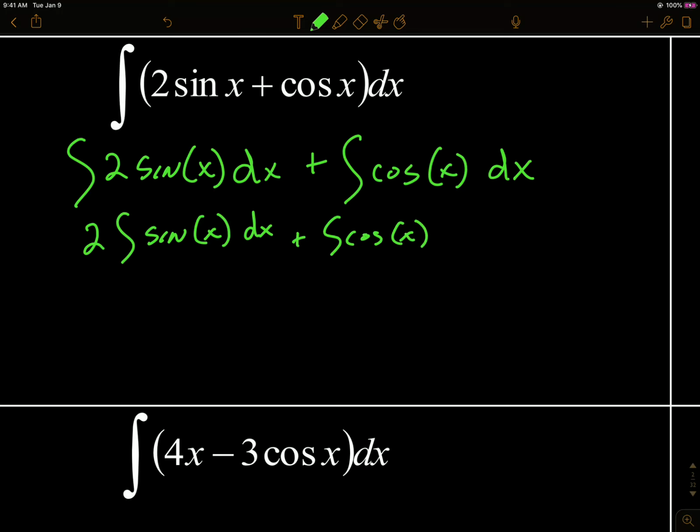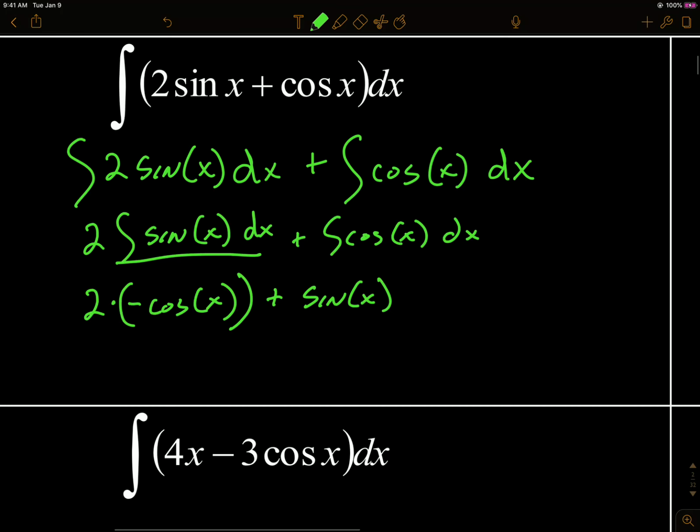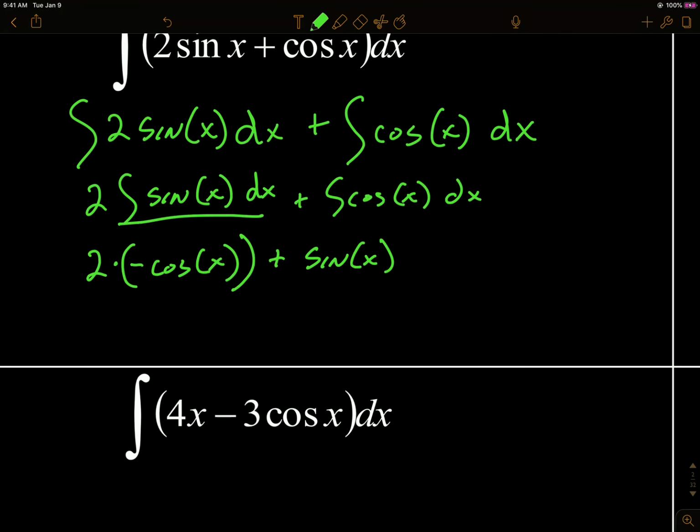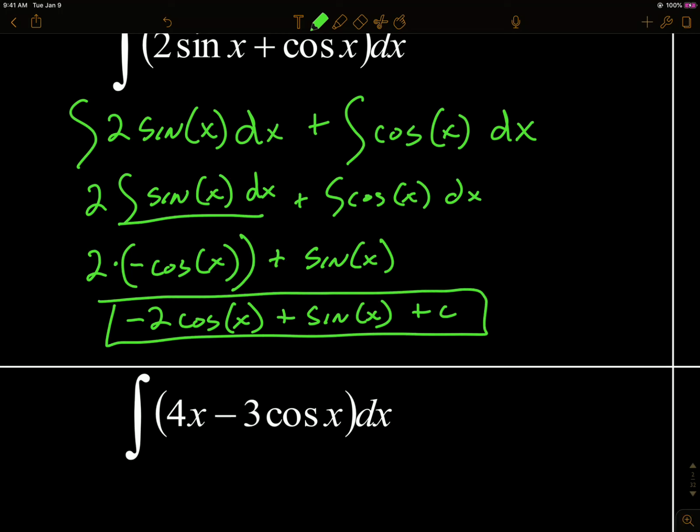And now I could actually integrate these because I have a rule for the integral of sine. 2 comes along for the ride. The integral of sine is negative, so I'll put it in parentheses because it's multiplication, is negative cosine. And then the integral of cosine is sine. So then I'm going to get this 2 times negative cosine is negative 2 cosine of x plus sine of x plus c.